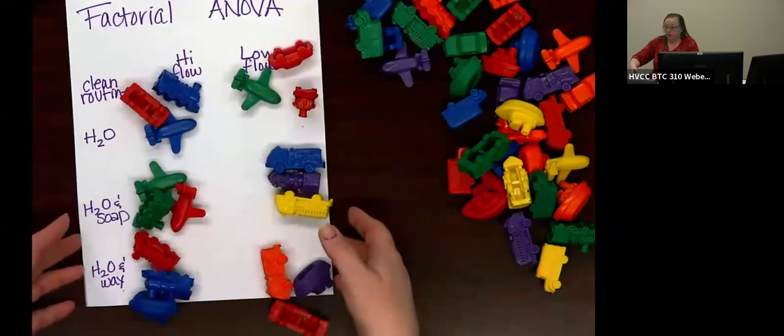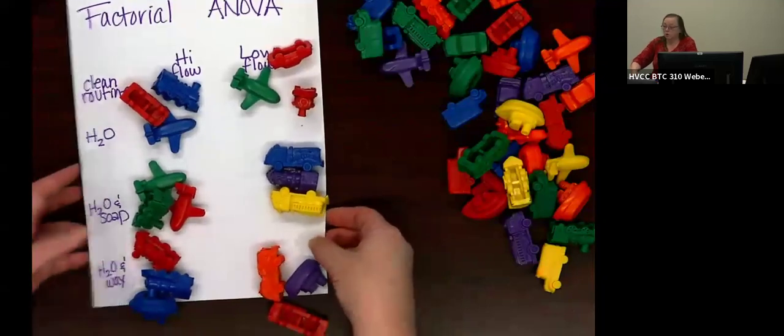That's the factorial ANOVA. You can see multiple different groups. It's getting more and more complicated.